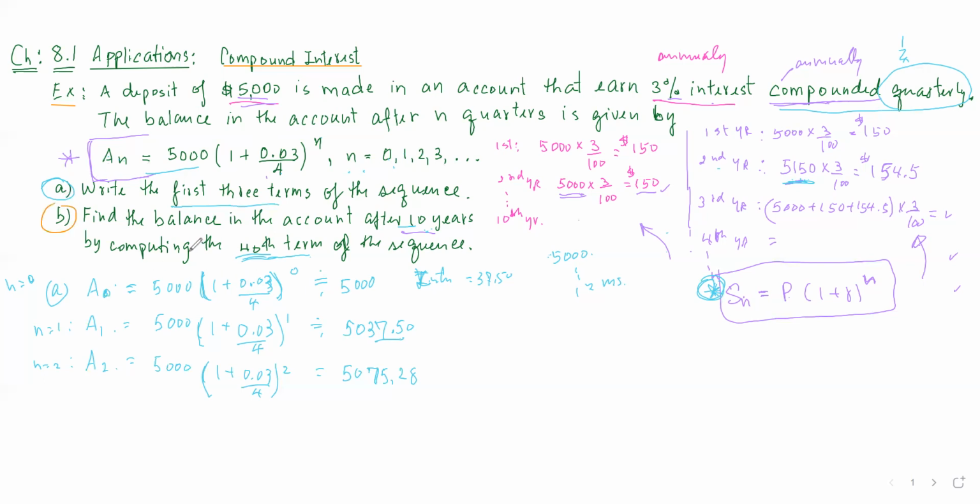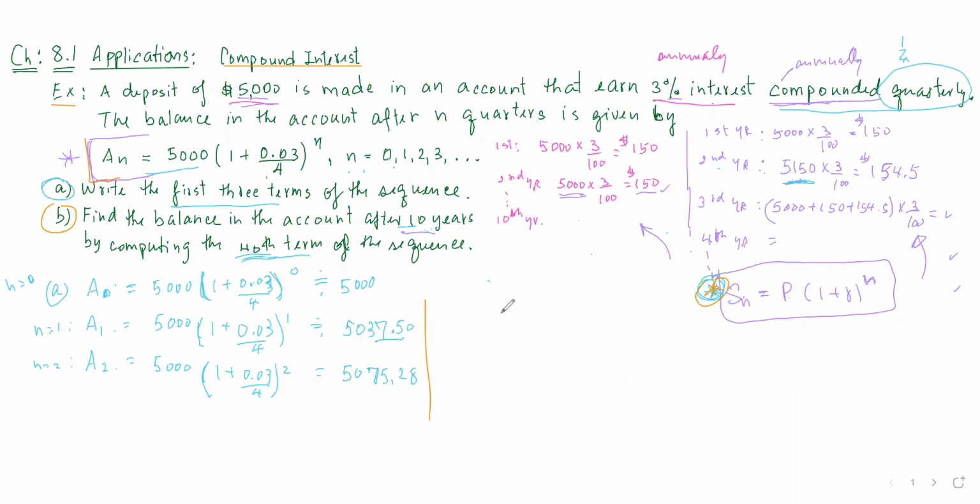Question B. Find the balance of the account after 10 years by computing the 40 terms of the sequence. Okay, so for this one, use this formula. The question gives it to you. Actually, it's the same, but this one we just refer to.